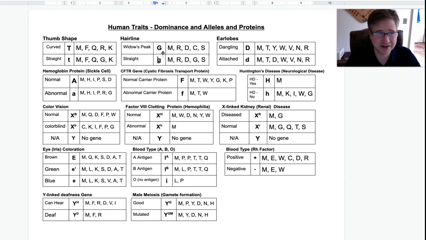Sometimes the letters don't make sense, like G for widow's peak, where your hairline comes down to a point. Why did I use a G? Just because I could tell big G from little g. Some of it does make sense.